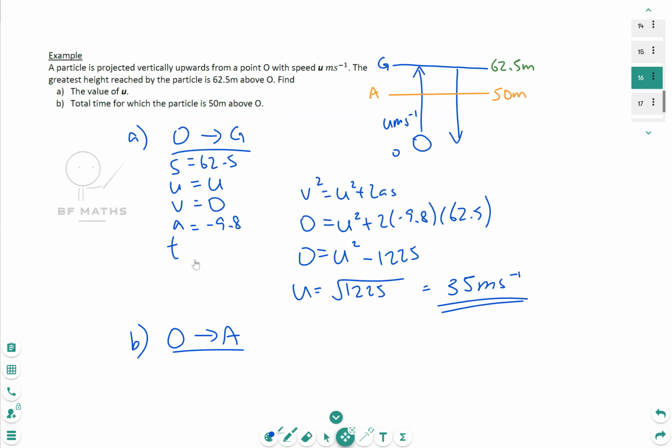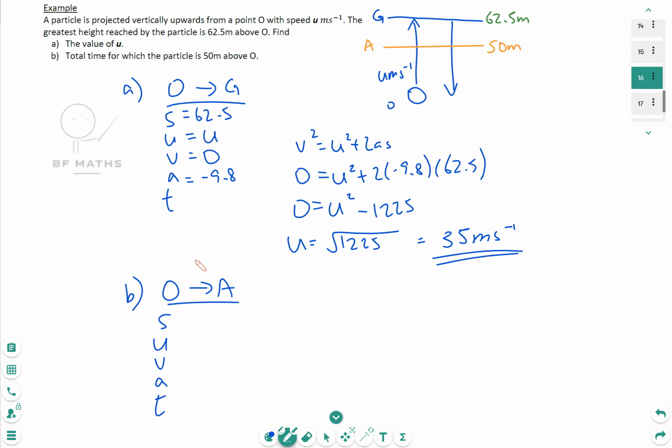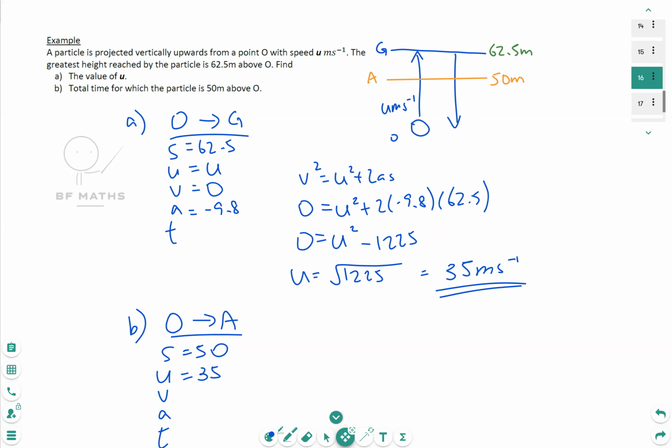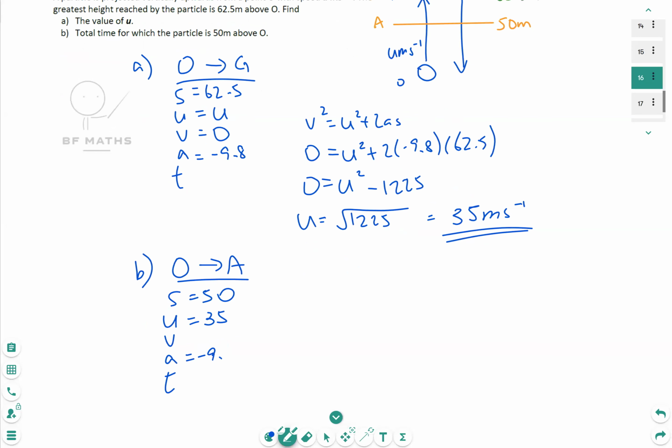Now, can I invite you to set up a SUVAT table? Pause the video, try to fill in the SUVAT table. When you're ready for the answer, you can press play. So we know the displacement from O to A is 50. Initial velocity is 35 from part A. Final velocity, we don't know. Final velocity means the velocity when it reaches A, which we don't know. Acceleration, however, we do know is negative 9.8. They want us to find t. So there's only one formula we can use. S equals ut plus a half at squared. S is 50, u is 35, t is unknown, a is minus 9.8, t squared.